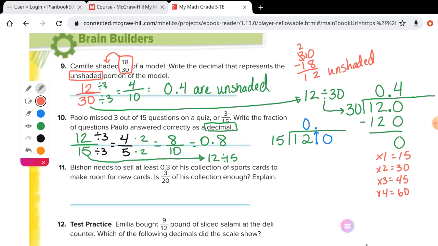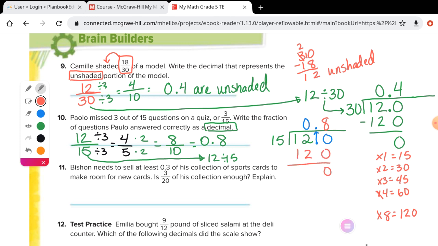Because it's 60 plus 60 equals 120. Yeah, if times 4 is 60, then I know times 8 has to be 120. And I know that's what I'm trying to shoot for. So I'm going to go ahead and do my times 8 right here. 8 times 15 is 120.